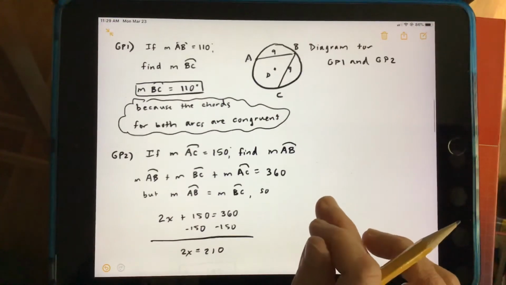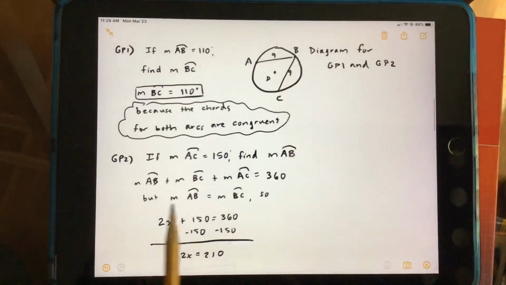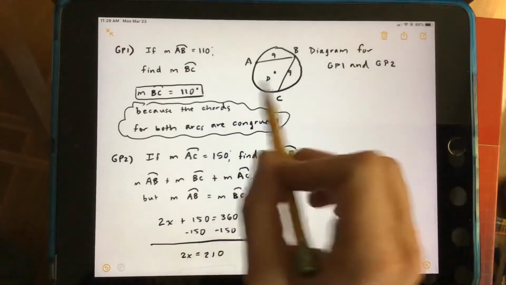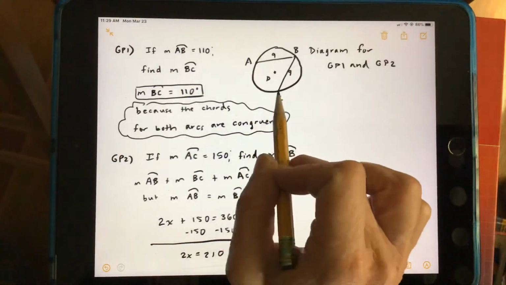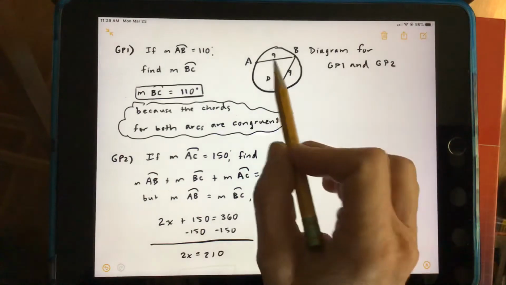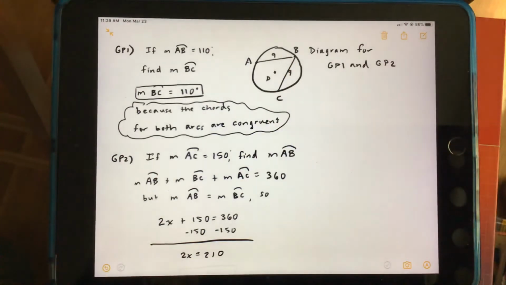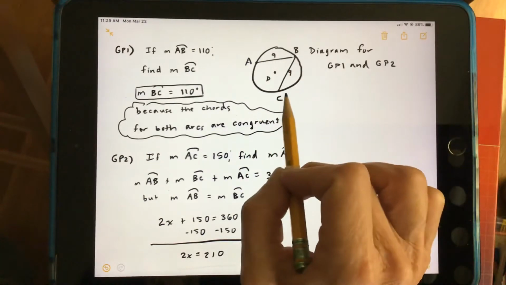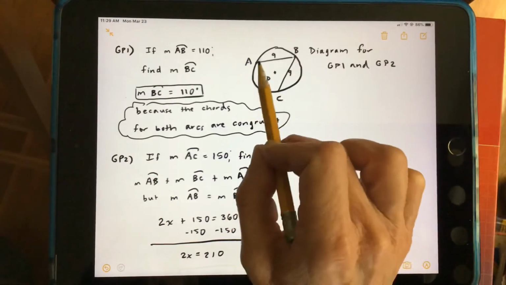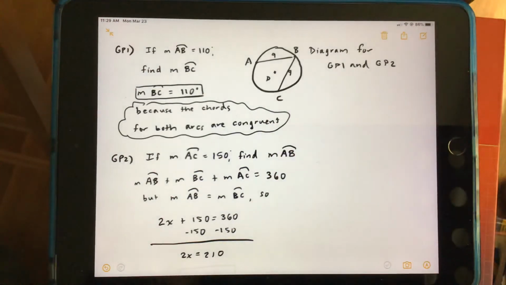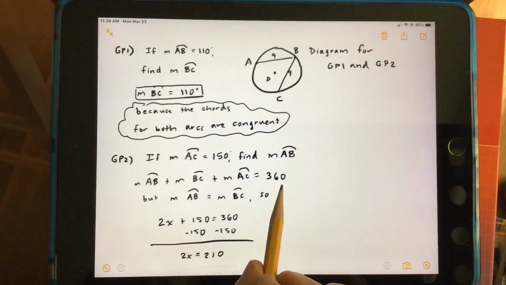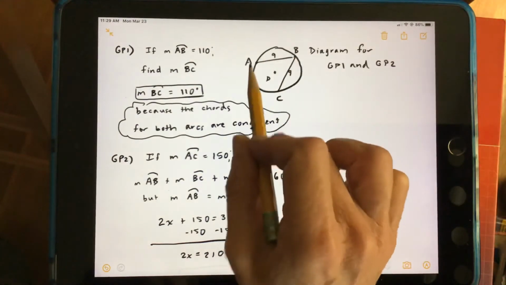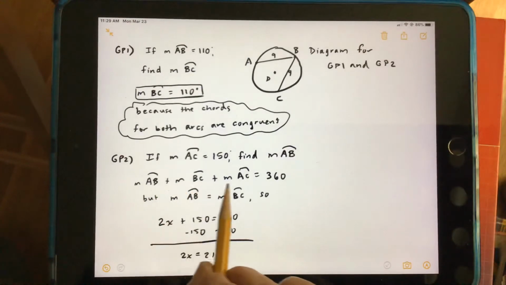Guided practice 2 refers back to this same diagram. We're told the measure of arc AC is 150 degrees, that's this arc here, and we are to find the measure of AB. Well, here's what we know. If we add arc AB plus arc BC plus arc AC, we'll have made it all the way around the circle. So that means that all the way around the circle we'll have 360 degrees. So all three of these arcs, AB, BC, and CA, will add to 360. And that's what I've written here.